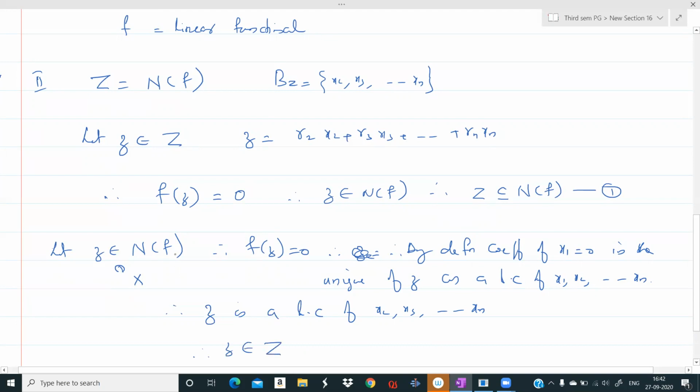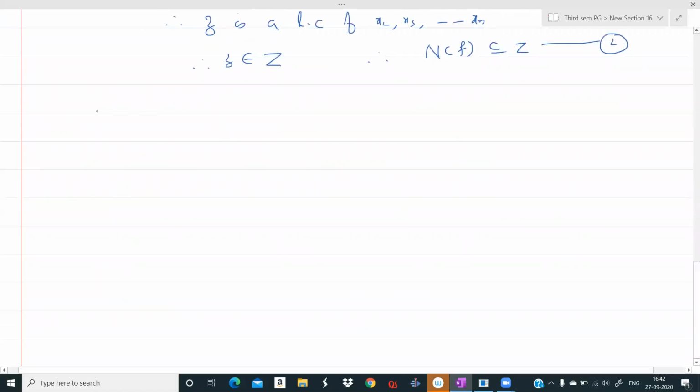We took an element from the null space, and we proved that it belongs to Z. Therefore, null space of f is a subset of Z, call it as 2. So from 1 and 2, Z is equal to the null space of f. So our second part is also proved.